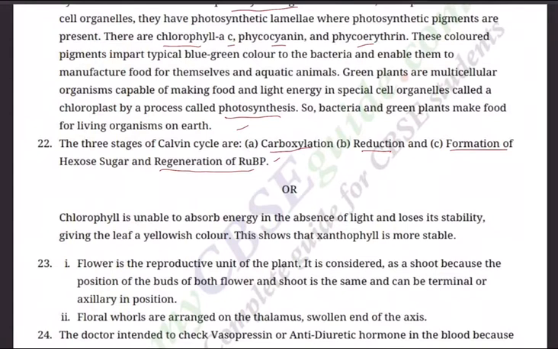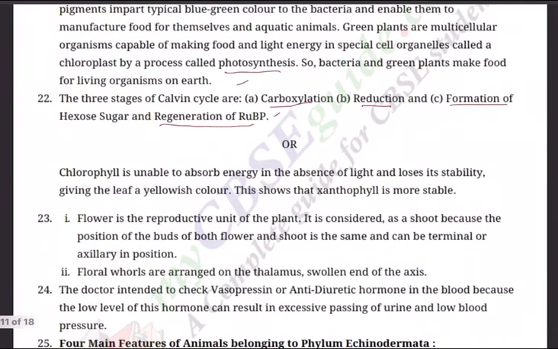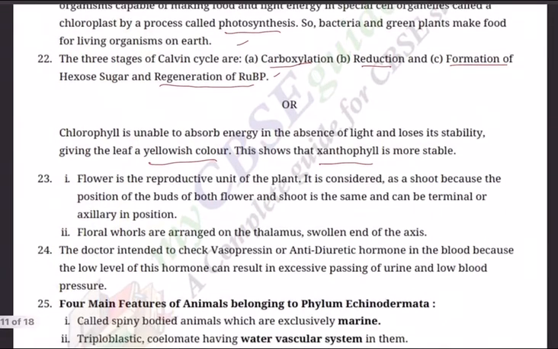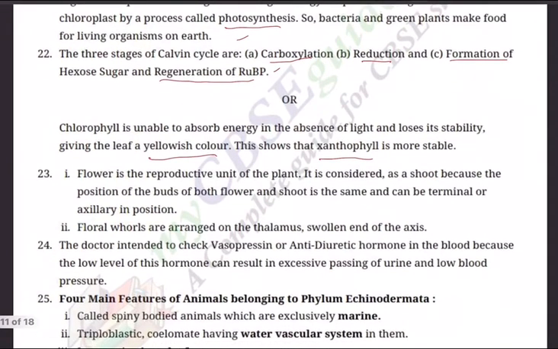Why is the color of a leaf kept in the dark frequently yellow or pale green? Which pigment do you think is more stable? Chlorophyll is unable to absorb energy in the absence of light and loses its stability, giving the leaf a yellowish color. This shows that xanthophyll is more stable.